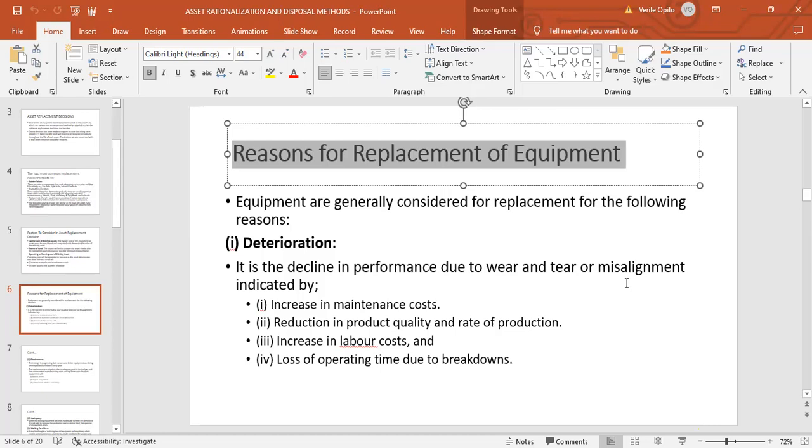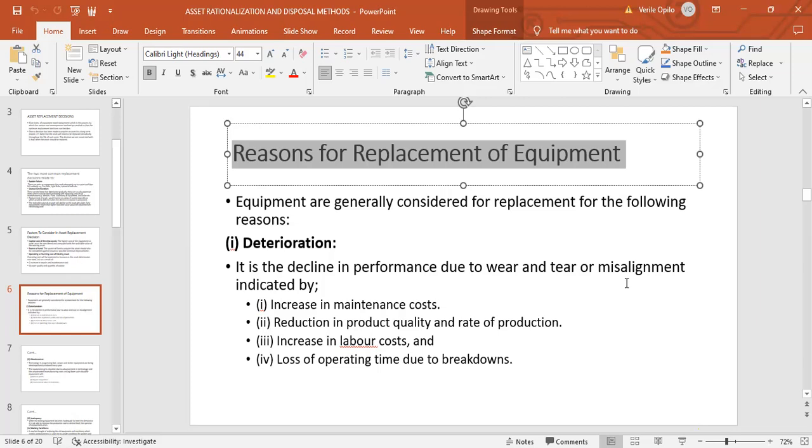Instead of incurring this cost for a very long time, which ends up increasing the total cost of ownership, to avoid that you just go ahead and replace the asset now, so that you avoid those costs being too much. So we look at the reasons for replacement of equipment. Of course, the first one is deterioration. Once you have seen that the asset has deteriorated, the performance has declined, the quality is bad, the quantity is low, and the equipment is worn out and torn, it means the asset has served its useful life, and the next thing you need to do is to replace it.